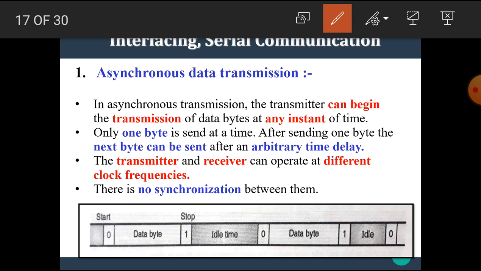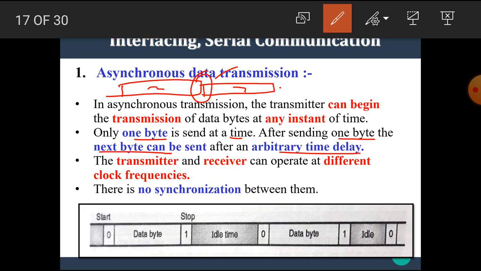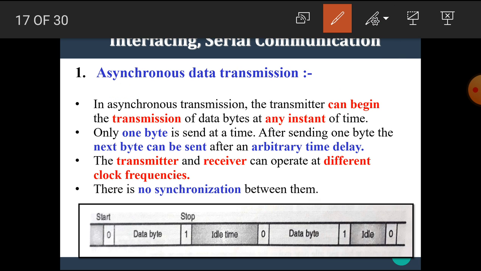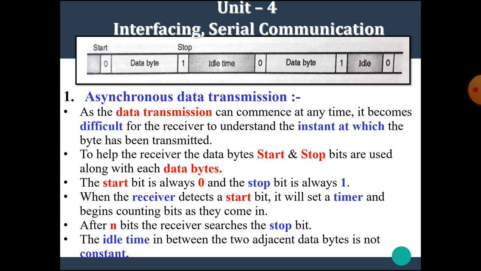Only one byte is sent at a time. After sending one byte, the next byte can be sent after an arbitrary time delay. That means if the transmitter has one byte, then after sending this byte, the transmitter can send the second byte. Between these two bytes, some arbitrary time delay is required. The transmitter and the receiver can operate at different clock frequencies. There is no synchronization between the transmitter and the receiver.